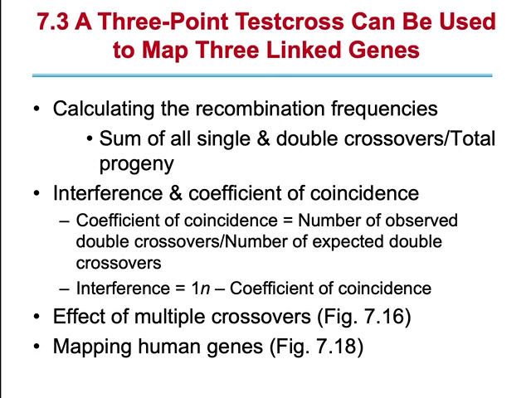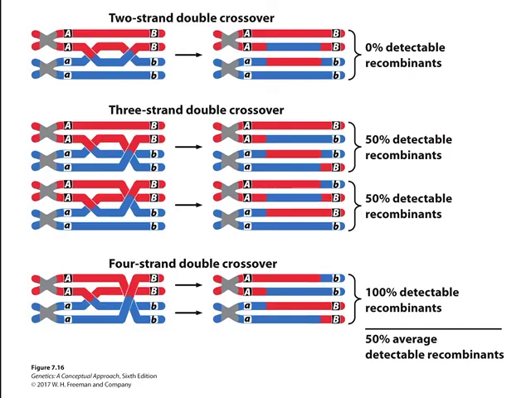When we calculate recombination frequencies, we take the sum of all single and double crossovers over the total number of progeny. Interference and coefficient of coincidence basically express the number of observed double crossovers over the number of expected, while the interference is 1 minus the coefficient of coincidence. Okay? The effect of multiple crossovers in mapping human genes will be addressed next.